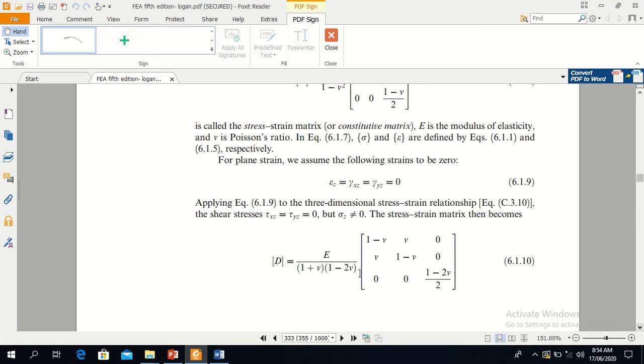Okay, now note down this equation for the condition where sigma z is not 0 but tau xz and tau yz are equal to 0. So in this scenario where sigma z is not 0, we'll use this equation for D.